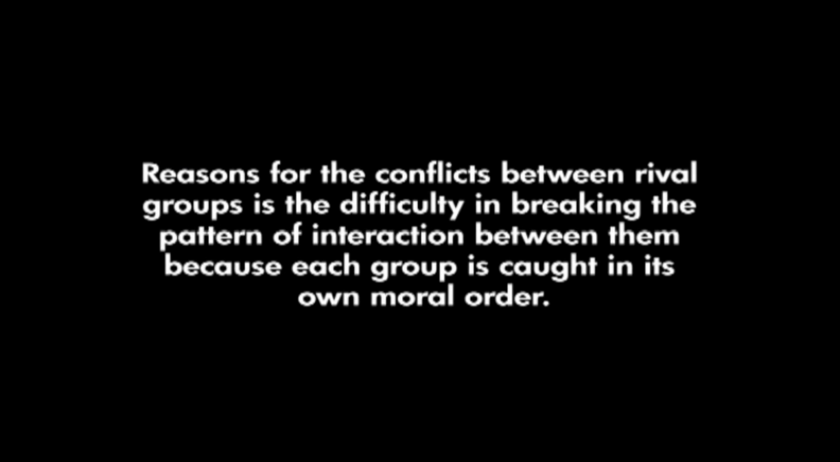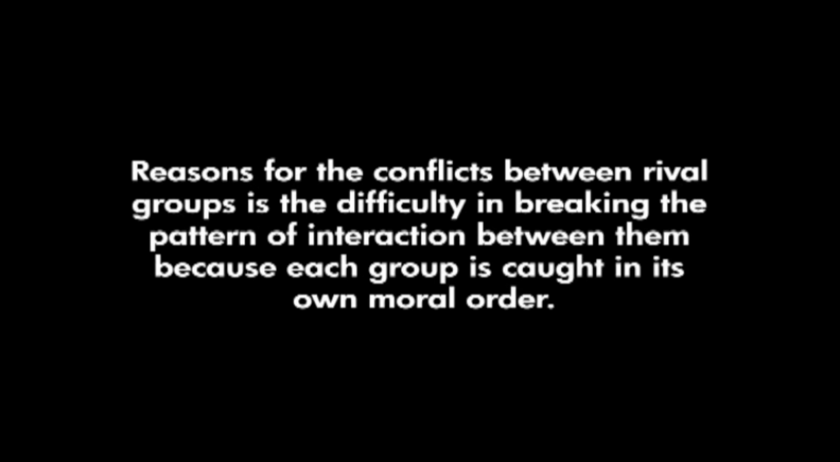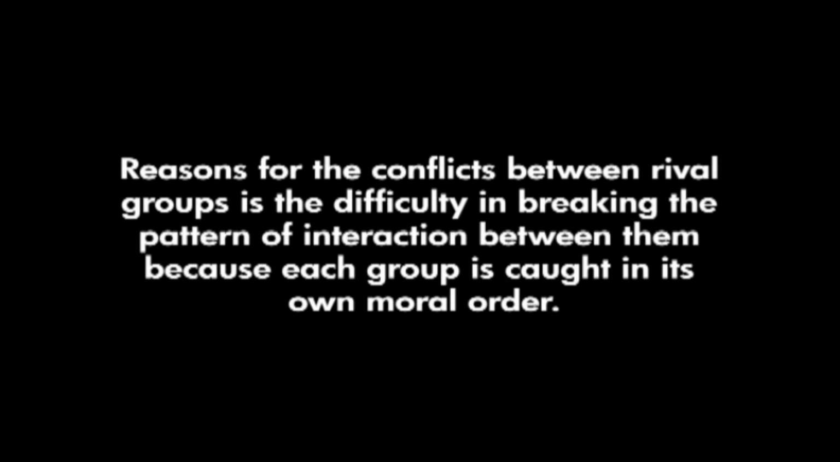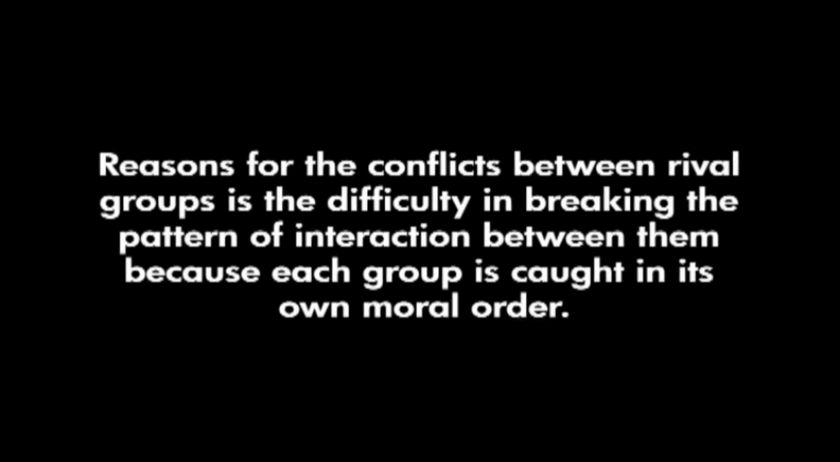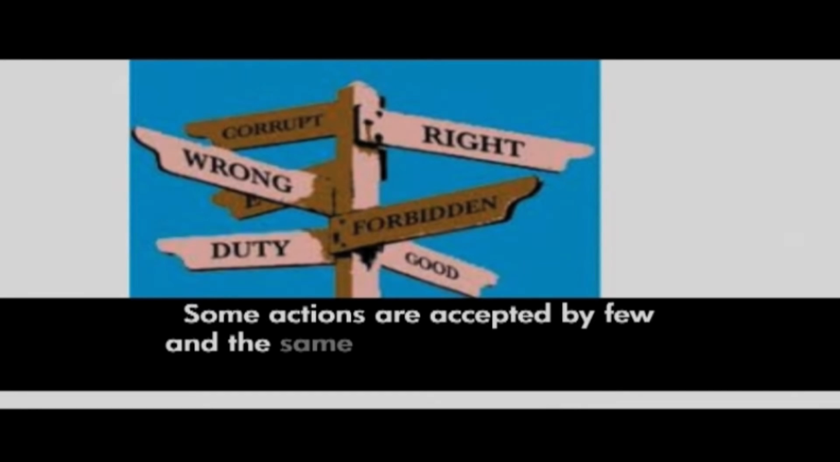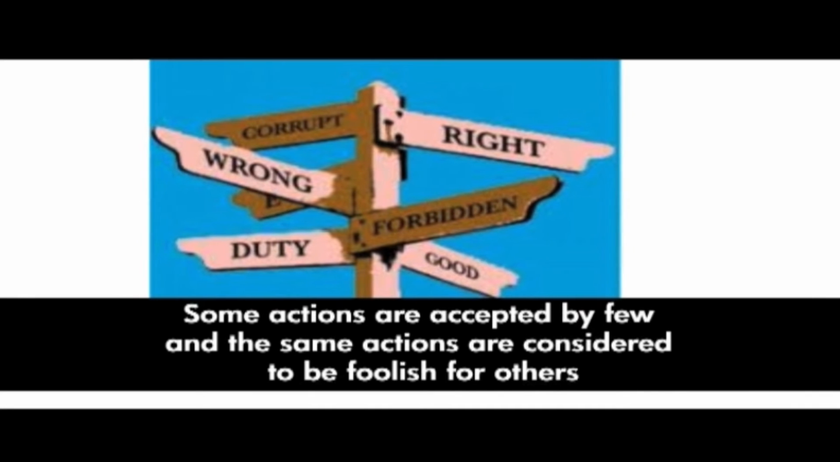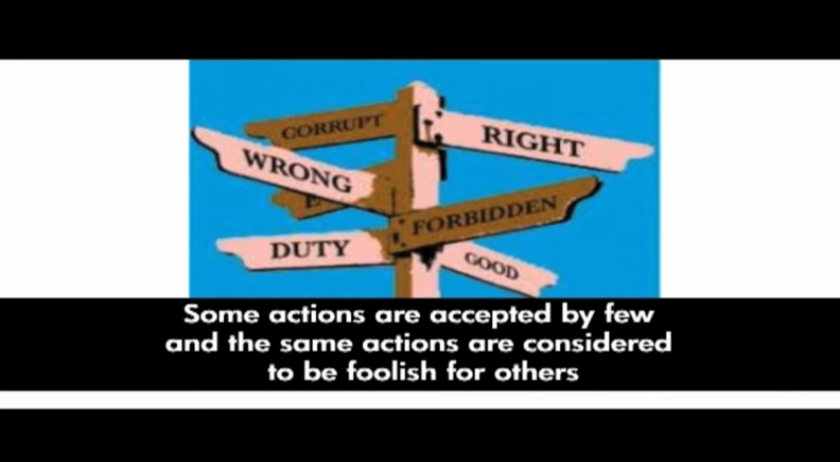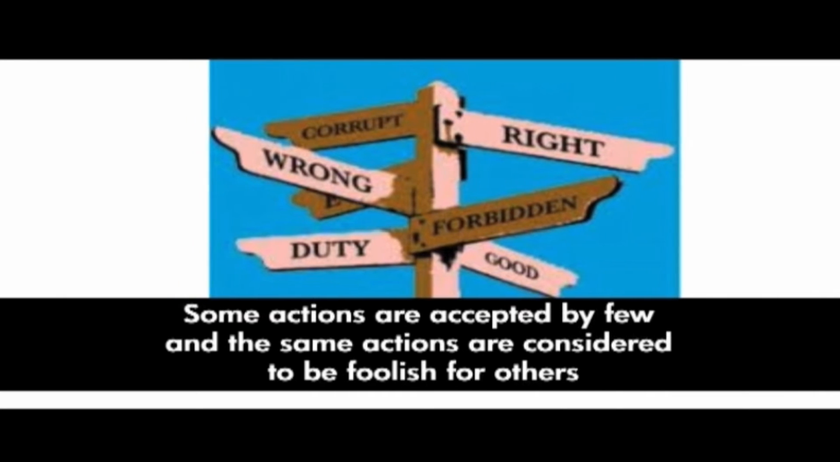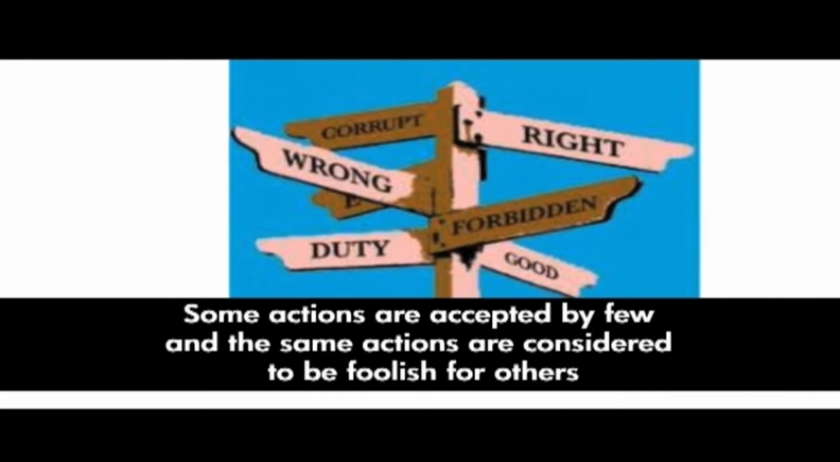Moral conflicts occur when rival groups are behaving according to their different thoughts within their own social worlds. One of the reasons for conflicts between rival groups is the difficulty in breaking the pattern of interaction between them, because each group is caught in its own moral order. It is also possible that an action which one moral order deems perfectly acceptable may be regarded by the other group as evil or even foolish.